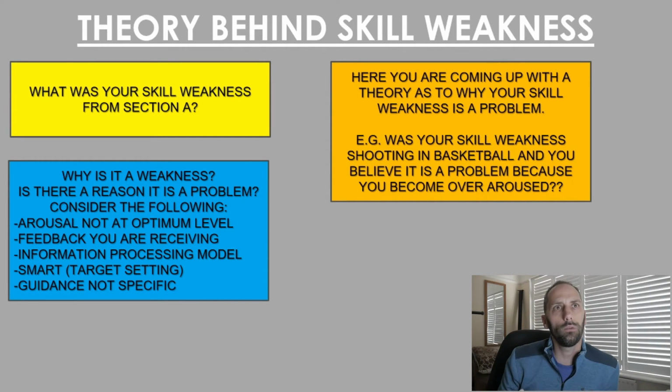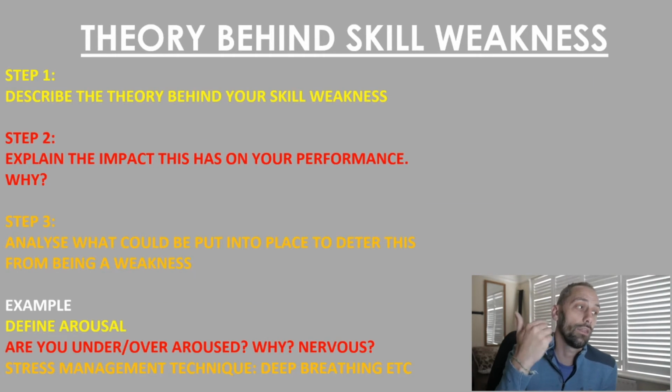So let's say that we were looking at shooting in football as a weakness. One of the real key things for a lot of people is that they maybe get over aroused, that when they're through on goal, they can't quite focus on the things they should focus on because they are over aroused. So that's what we would talk about, and we link everything we can about arousal. So for instance, if you come up with a theory weakness, you need to think about why that is being caused by that piece of theory. So that's where we need to go in this section.